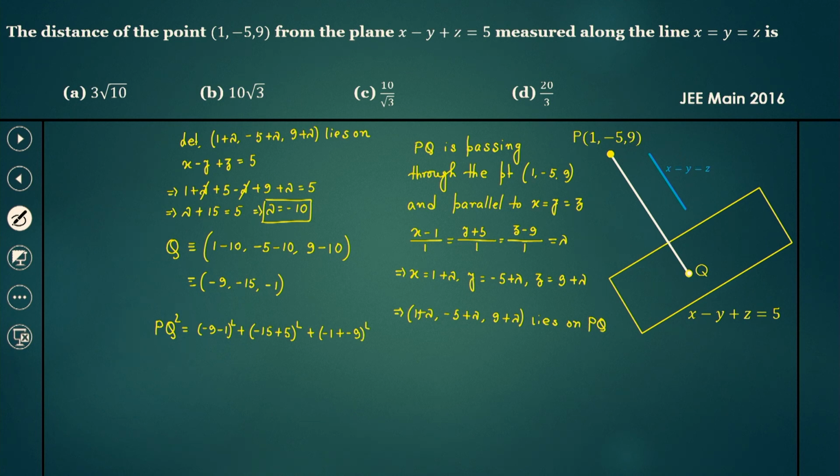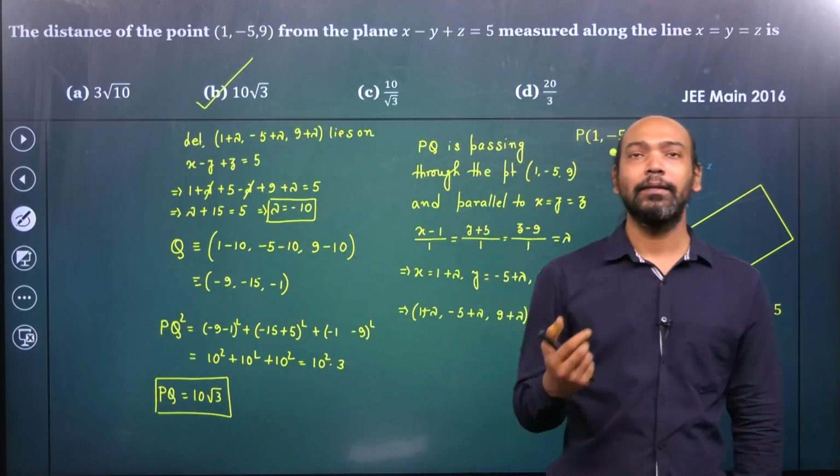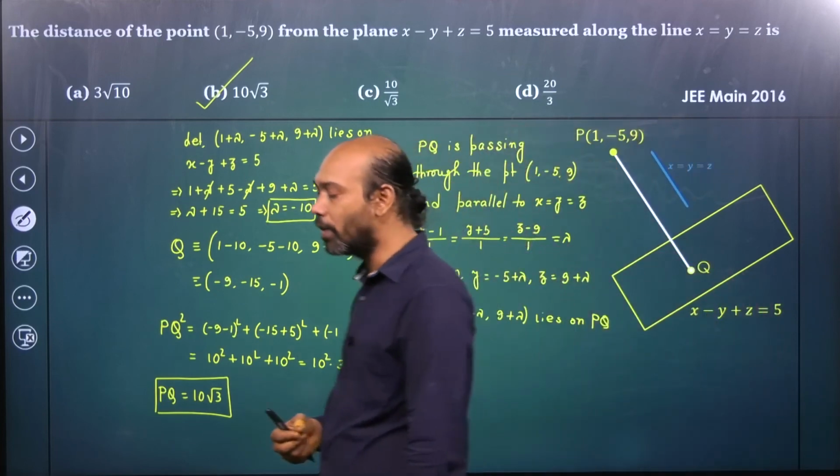Every value, we can easily observe, gives me 10 here. So it gives 10 square plus 10 square plus 10 square, which is 10 square multiplied by 3. So PQ became 10 root 3, and that's why the distance is 10 root 3. Therefore, for this particular problem, it is obvious that option B is the correct option, and that's it. That's the problem. Hope you understood it. Thank you.